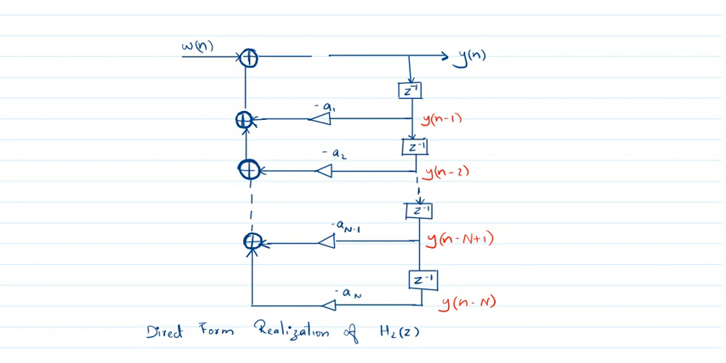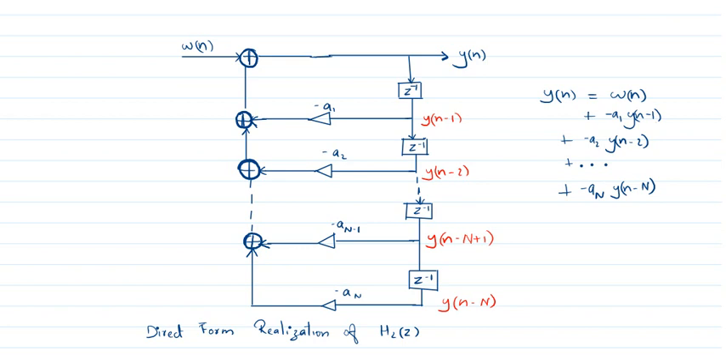Okay, so just to draw directly, y of n will be equal to omega n, that will be the first value, plus the delayed one, that will be minus a1 y of n minus 1. Again adding another coefficient, minus a2 y of n minus 2, that is the second term, and it will go up to minus a n y of n minus n. Okay, so this is y of n. So the direct form realization of H2 of z is already given here, shown in this picture.